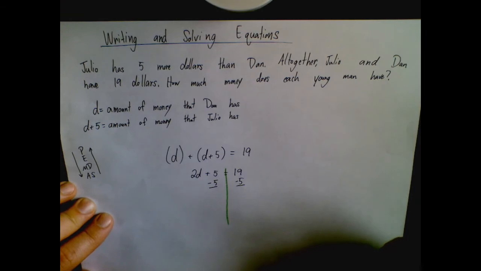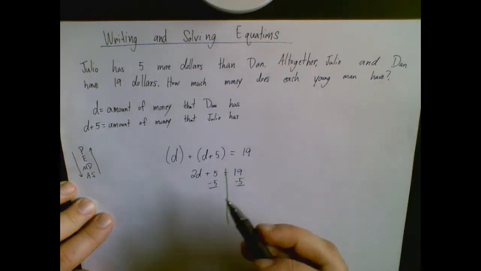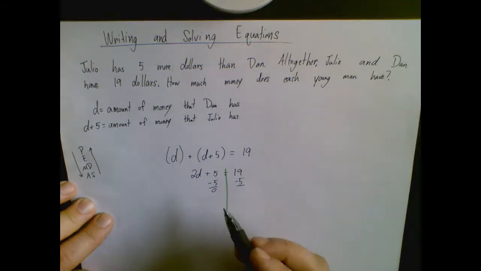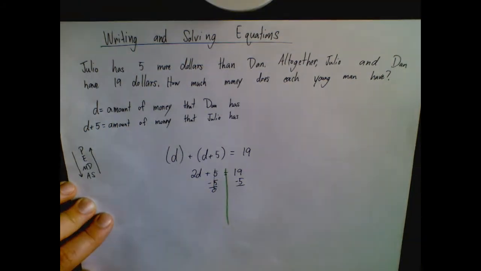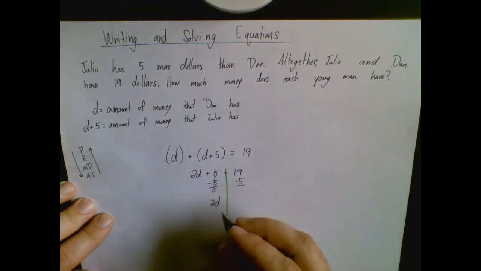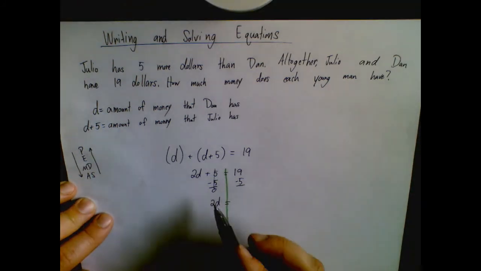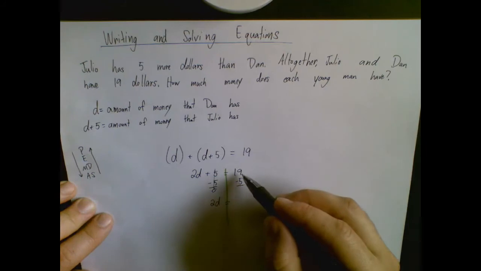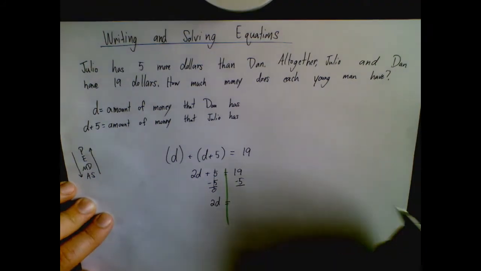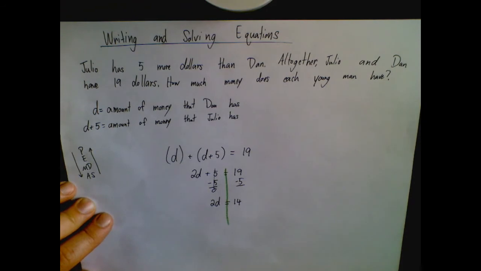The reason I want to do that is 5 minus 5 is 0. Which means this doesn't mean anything, because I don't need to add 0 since it won't change anything. So the only thing I'm really left with on that left side is 2D, and then I put my equal sign back there because 2D plus 0 is just 2D. And then on this side, I have 19 minus 5, which is 14.